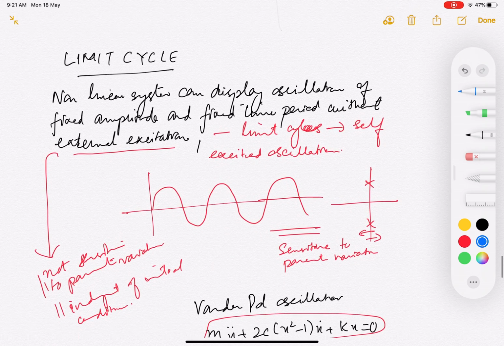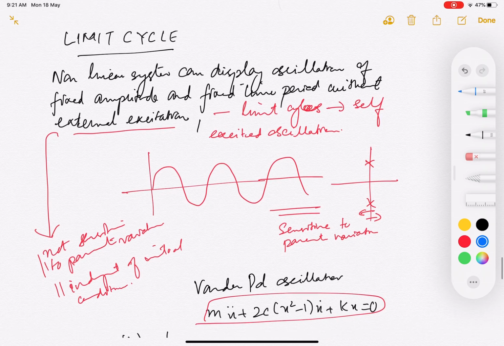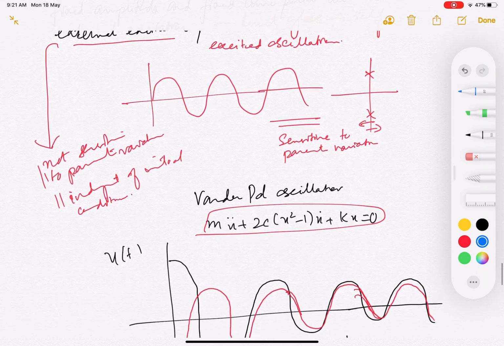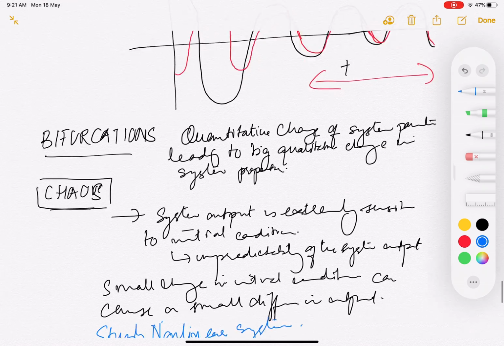And then we saw three important peculiar properties of nonlinear systems: limit cycles, self-sustained oscillations without external excitation, which are not sensitive to parameter variations and independent of initial conditions, and similarly bifurcations and chaos.